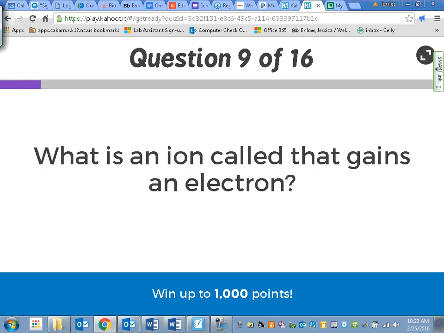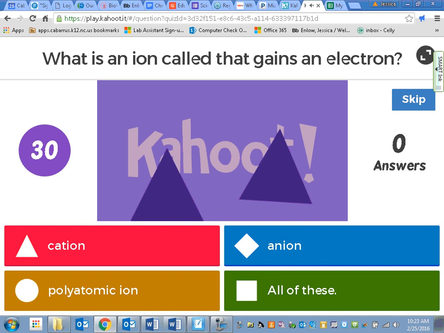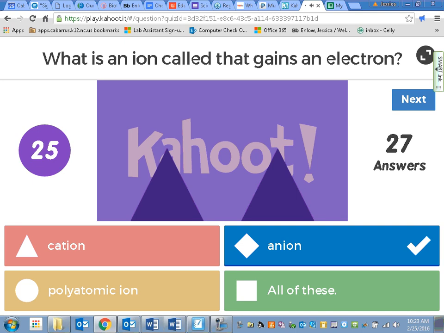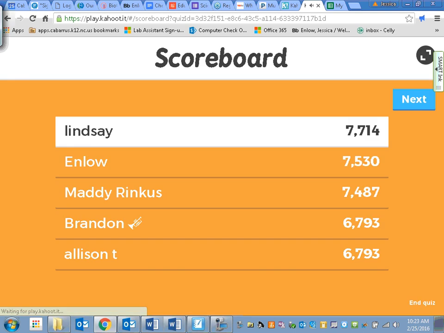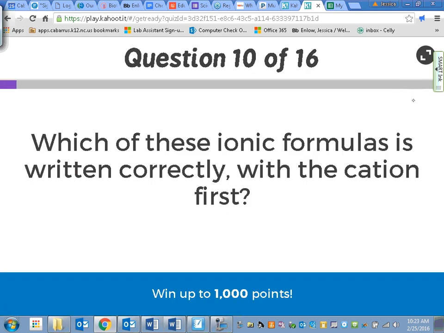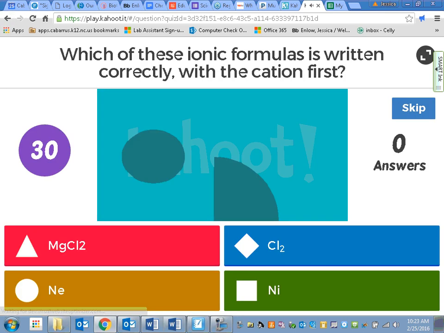Okay. What is an ion called that gains an electron? Oh, I wonder what this one is. So I'll be using these terms a lot. I'm going to make sure you're good. Clear? Yes. Great. So losing or gaining an electron means you have an additional negative charge. You're an anion. Which of these ionic formulas is written correctly with the cation first? So think about who forms the cation.